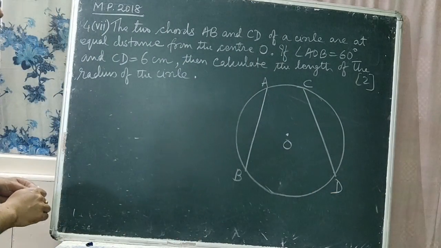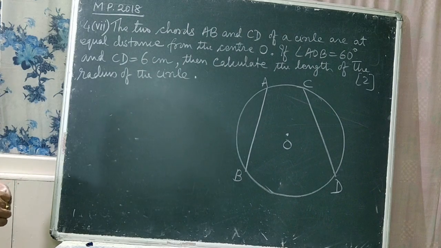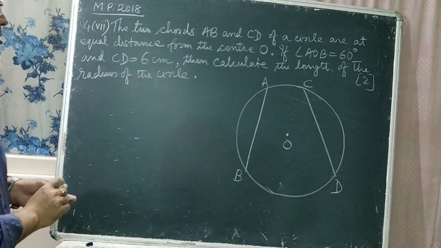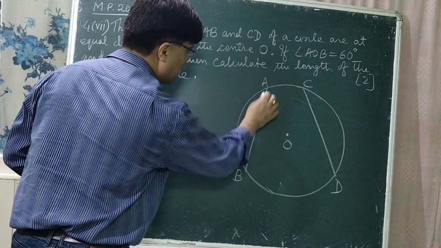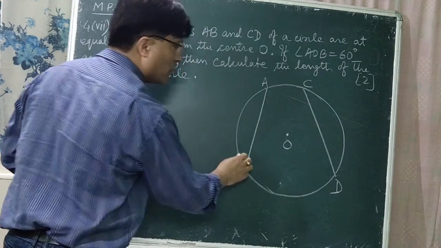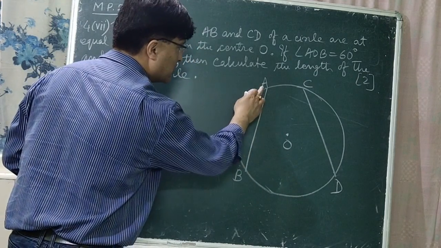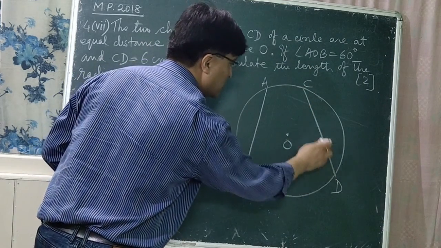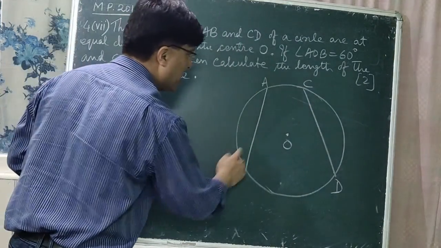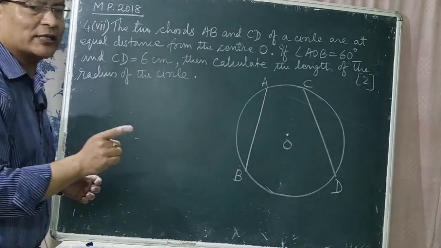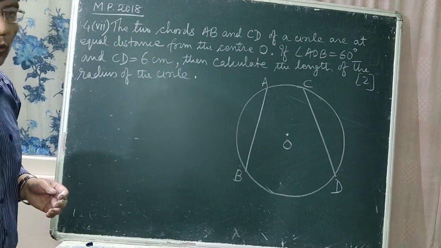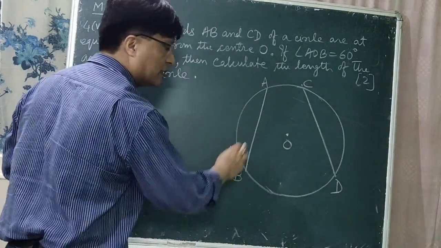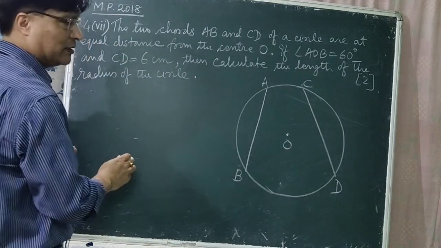So AB and CD are the 2 chords of the circle which are at equal distance from the center of the circle. That is, the distance of the chord AB from the center O is equal to the distance of the chord CD from the center O. That means from the theorem we can write down that AB is equal to CD. That means these 2 chords are of equal length.